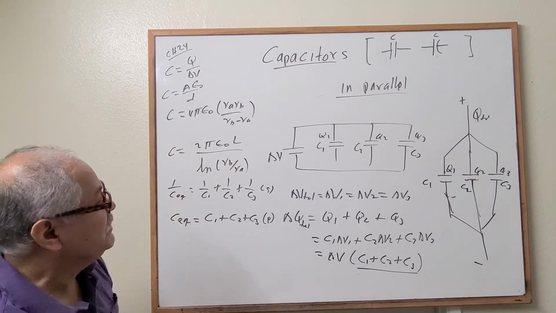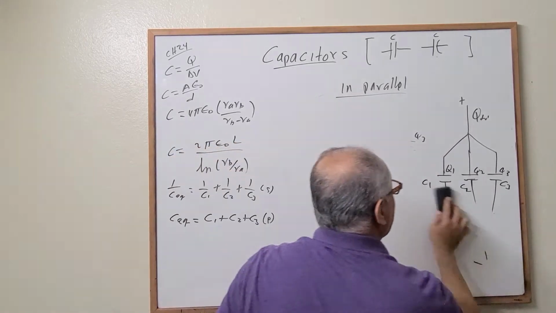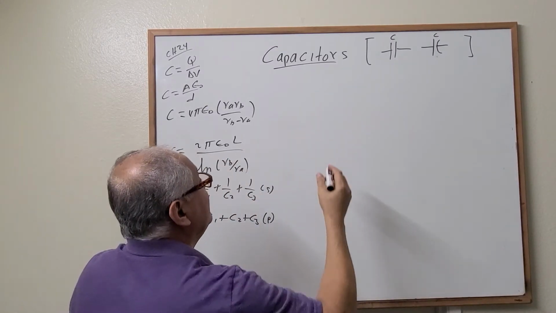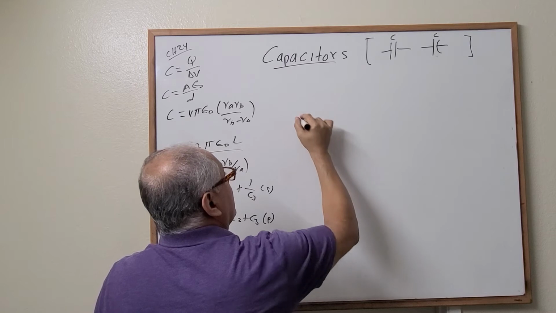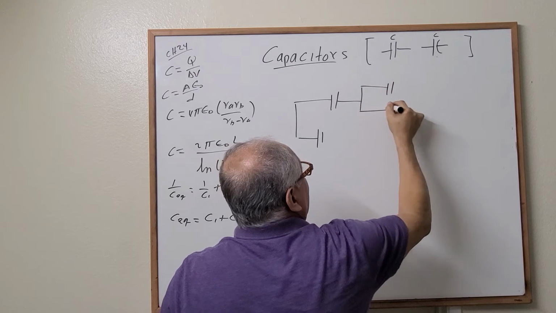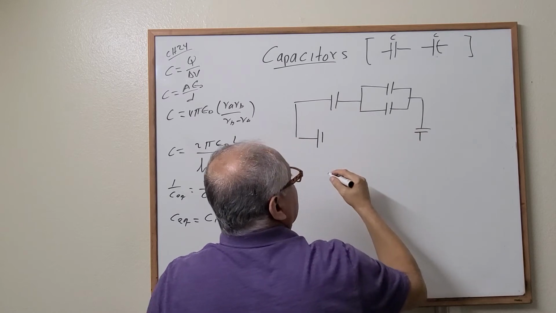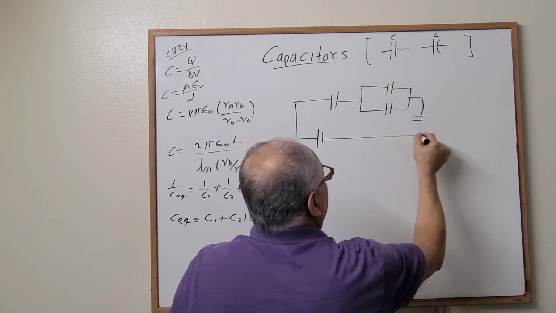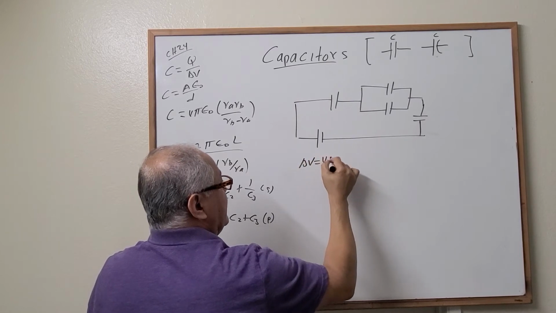Perfect. Now let's do one example. Let's involve these two equations and see how we can work with them. Imagine that we have this circuit one more time. We have right here one capacitor. Now we have these two in parallel, correct? Like this, we have another one right here, correct? Now imagine the potential is equal to 48 volts.